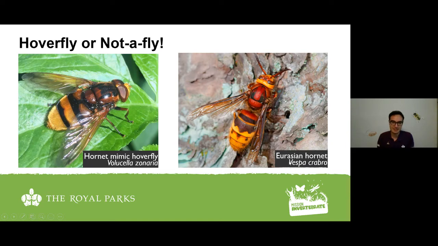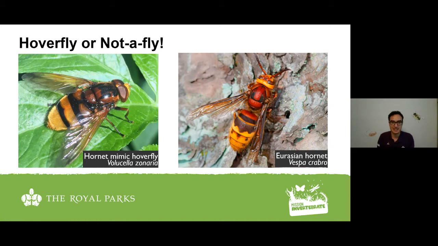Again, side by side, you can definitely tell there's differences, but you can see that this hornet mimic hoverfly has very large eyes. This one is a male because the eyes meet in the middle up there. And you can see that it's got two wings. This hornet, you can see it has four wings. But yes, the hornet mimic hoverfly is one of my favourites.